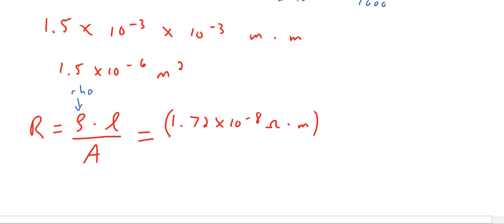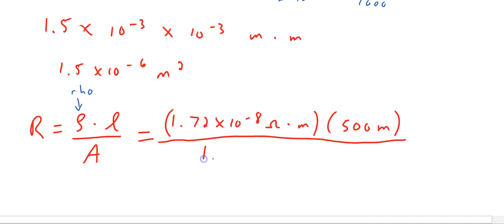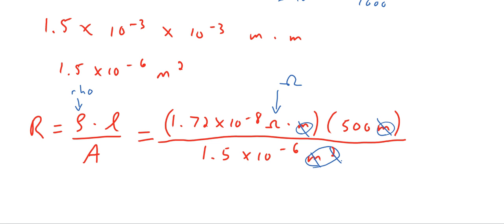We multiply that by the length, which is 500 meters, and divide by the area we just converted to meters squared at 1.5 times 10 to the negative 6 meters squared. Now again, the units are always important, and so we'll find that meters times meters in the numerator cancels with meters times meters in the denominator, whereby we have canceled the meters, left with a unit of ohms. Now resistance in ohms then is the unit that we are looking for.